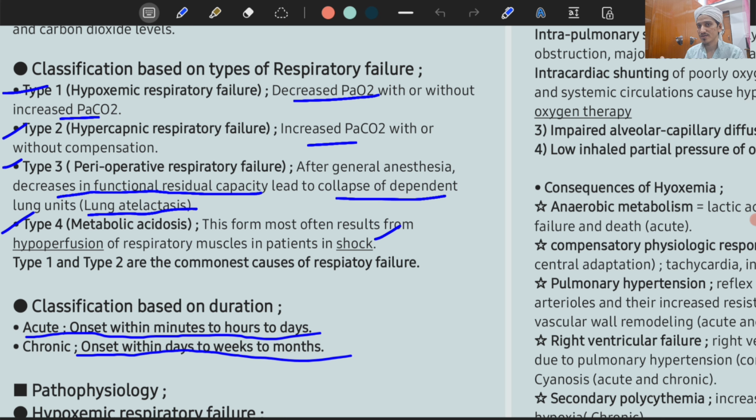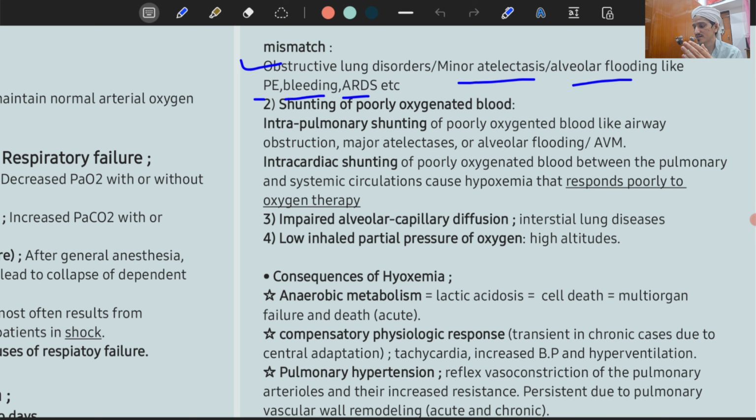Number one and most important mechanism is mismatch of alveolar ventilation and perfusion. Mismatch of alveolar ventilation with perfusion, I will explain it with a diagram. VQ mismatch we call it. Examples of these diseases are obstructive lung diseases, atelectasis, alveolar collapse, and alveolar flooding, meaning alveoli are filled with fluid, like in pulmonary embolism, bleeding in the alveoli, ARDS. So the alveoli are filled. And in obstructive lung disorders, the pathways are constricted. Okay, so that's how there is mismatch in oxygenation. I will explain the diagram.